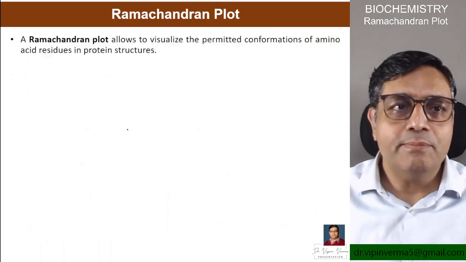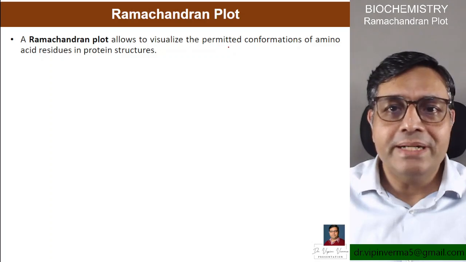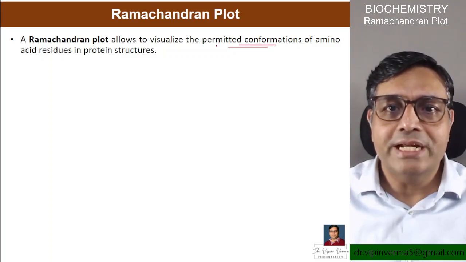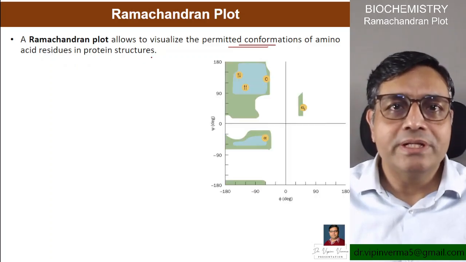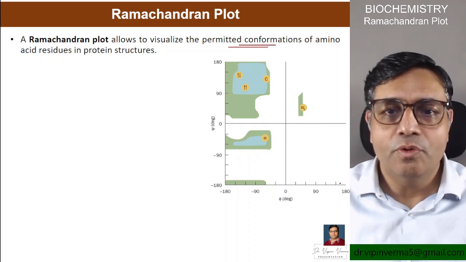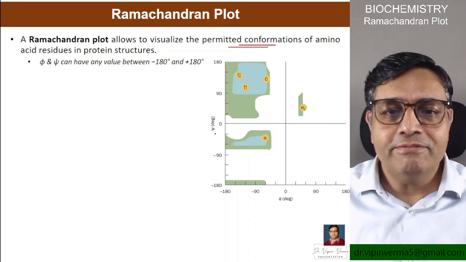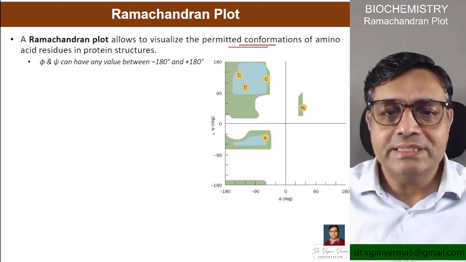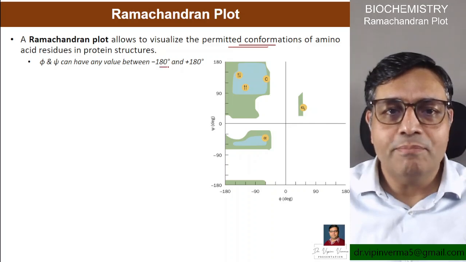Now what exactly is the plot? It allows us to visualize the permitted conformations, that means which are allowed, of the amino acid residues in the protein structure. So this is the actual Ramachandran plot. Okay, and you can see here we have the phi and we have the psi, and you can see the values are going between minus 180 degrees to plus 180 degrees.